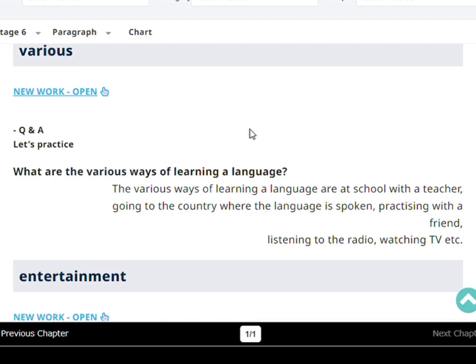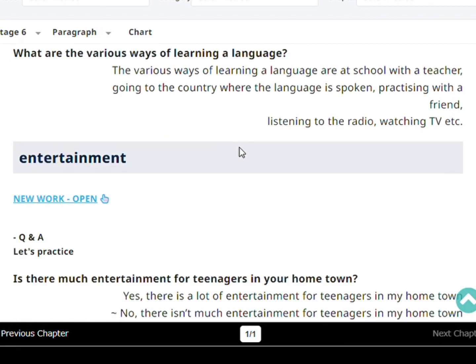What are the various ways of learning a language? The various ways of learning a language are at school with the teacher, going to the country where the language is spoken, practicing with friends, listening to the radio, watching TV, etc. Very good.